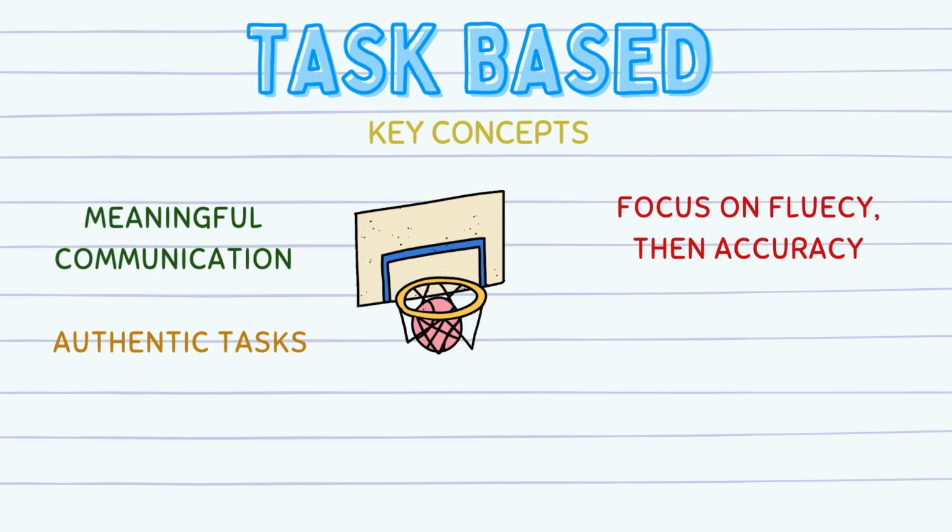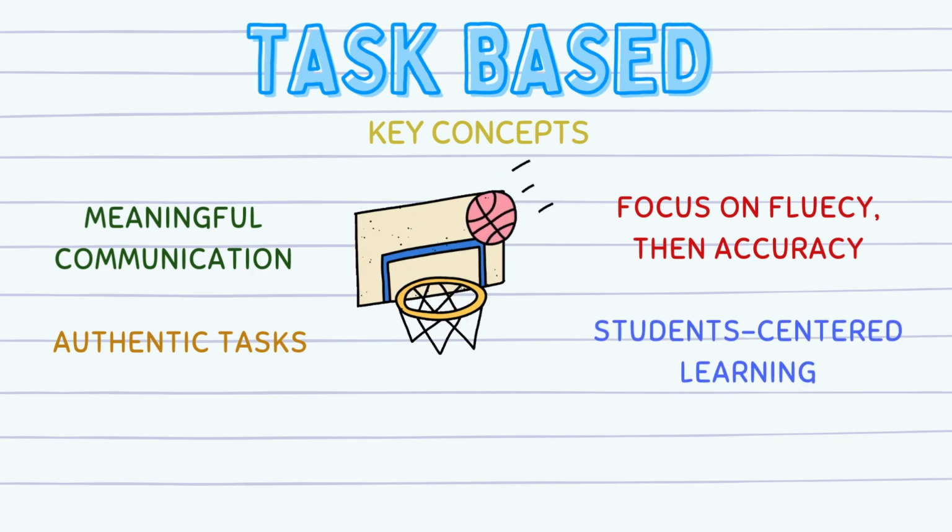The third one is focus on fluency, then accuracy. Students first focus on expressing ideas, later they reflect on language use and improve accuracy. The fourth one is student-centered learning, as you expected. Learners here take ownership of the process, collaborate with peers, and develop autonomy.